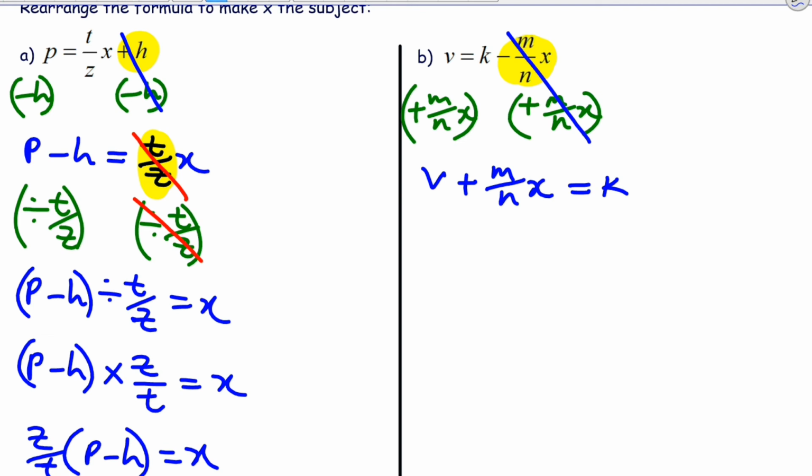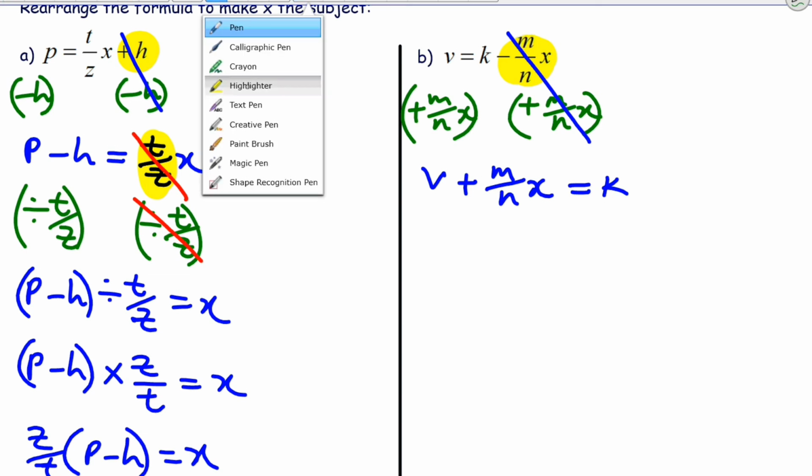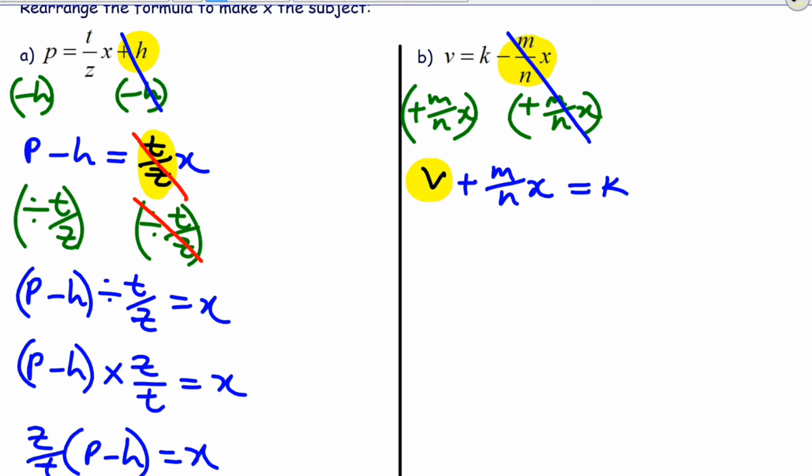And then what you can do next is, obviously by inspection, you can see that v is added to this equation. So subtract v from each side. And what we shall end up with is v minus v, that will be 0. So m over n x is equal to k minus v.